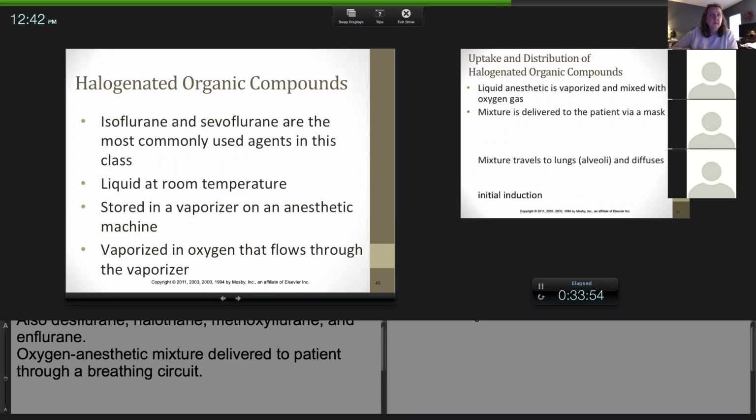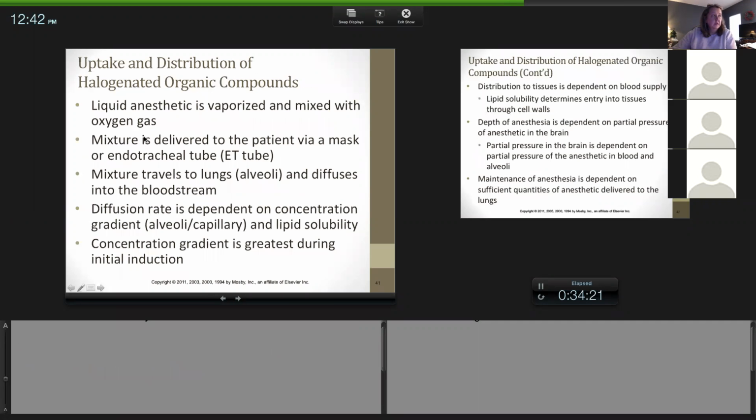Halothane, the only reason I talked about halothane in class before, if you remember, is that the newer agents are compared to the older agents. So you're not going to clinically use halothane, but if the board talks about halothane and how it compares to the new agents, that's the reason I bring it up. But they are liquid at room temperature, stored in the vaporizer. I've already said that. The mixture is dissolved and then it has to diffuse.